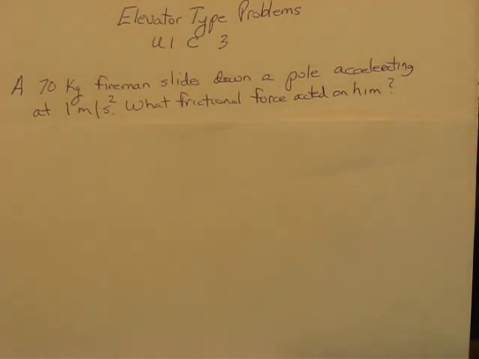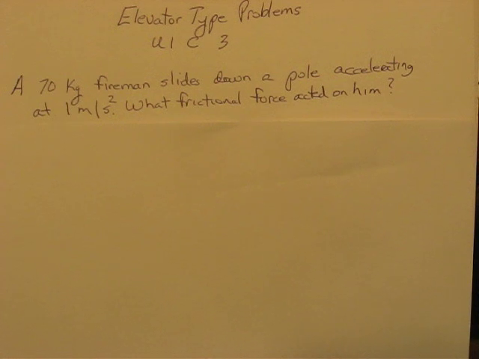Welcome to Video Assist. We're looking at elevator type problems in this video. More specifically, we're looking at the type of problems you can also find in Unit 1, Section C, Activity 3. Most elevator problems involve a mass which is being raised or lowered, often attached to a string or a rope. However, elevator problems can also resemble the one that is shown here.